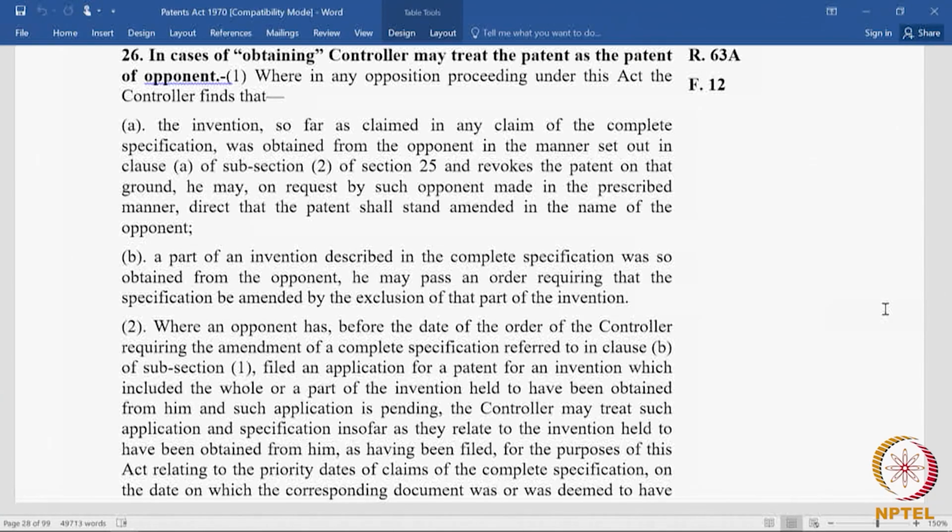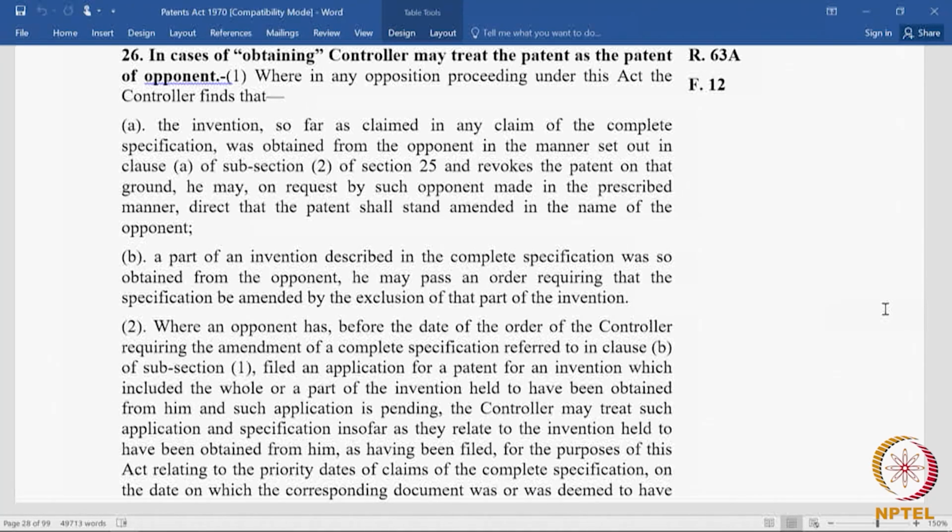So, the opponent, if he has a case that the patentee wrongfully obtained the invention from the opponent, can file a ground for opposition under section 25(2)(a). Now, where such an opposition is filed and the controller comes to a conclusion, this is 26(1)(a), that the invention that has been claimed was obtained from the opponent in a manner set out in clause (a) of sub-section 2 of 25, that is 25(2)(a), and revokes the patent.